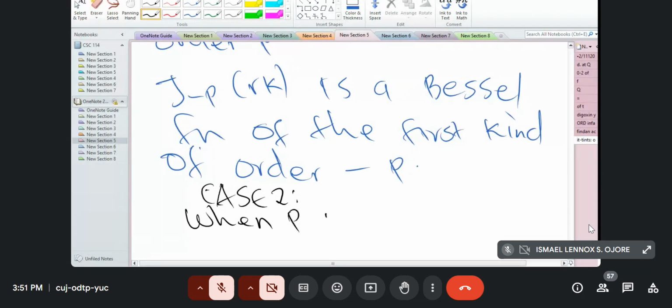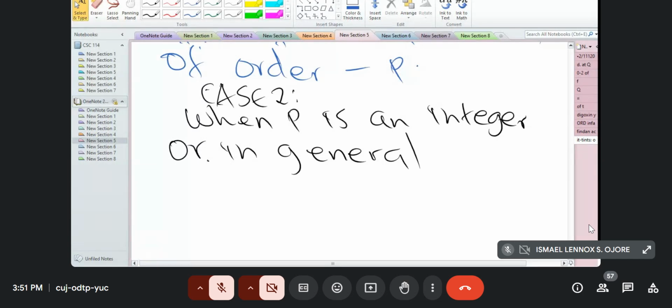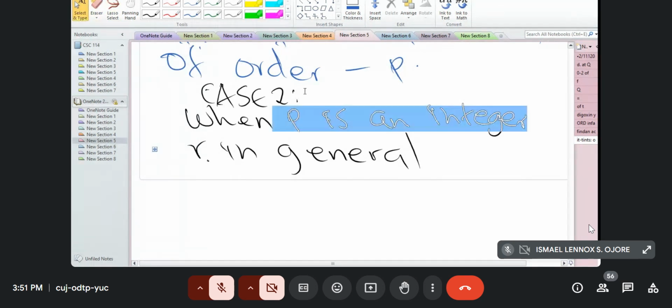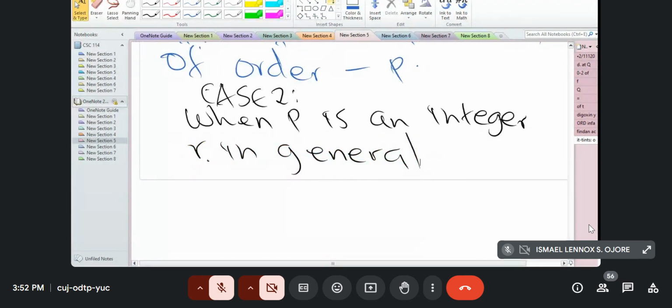Case 2, when p is an integer or in general. Now let's give an expression for Jp first. Sorry. Anyways, we can just write, I'll give it afterwards, no problem, because my screen decided to misbehave.